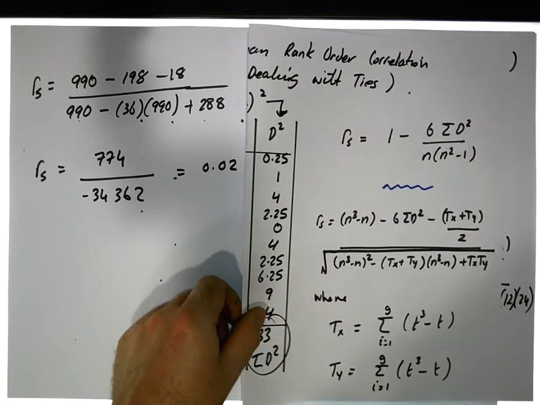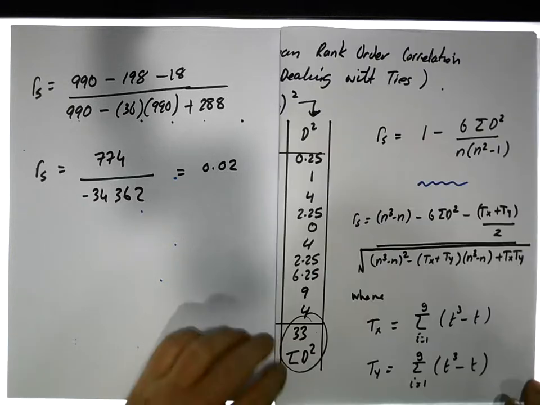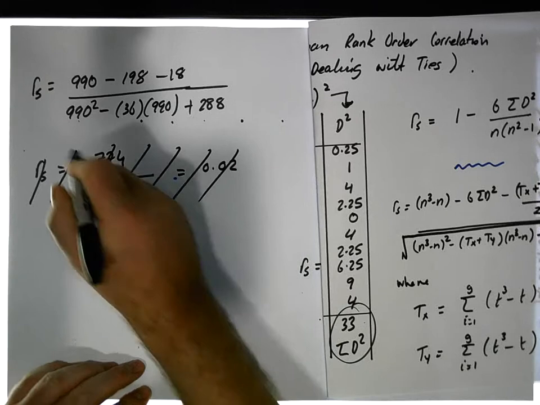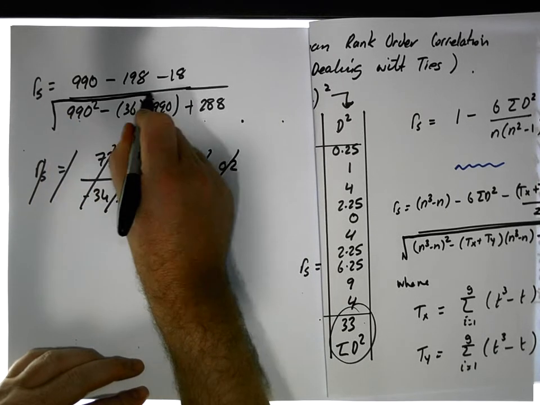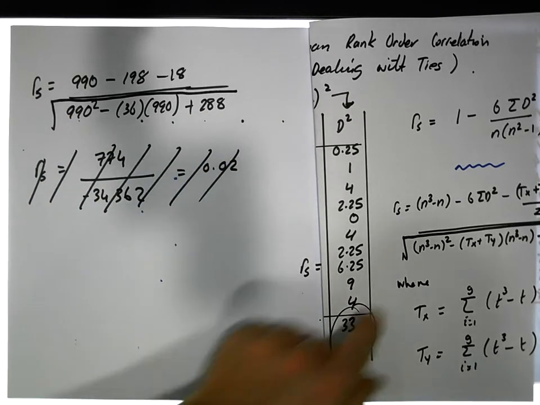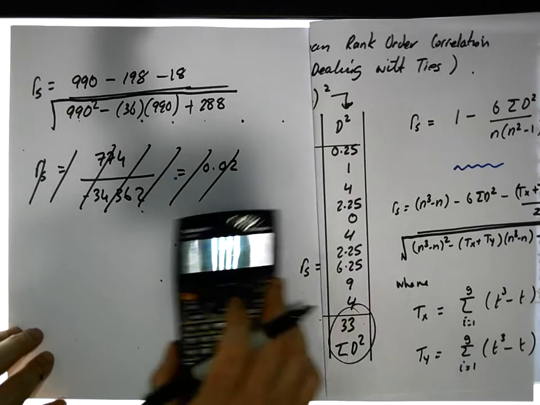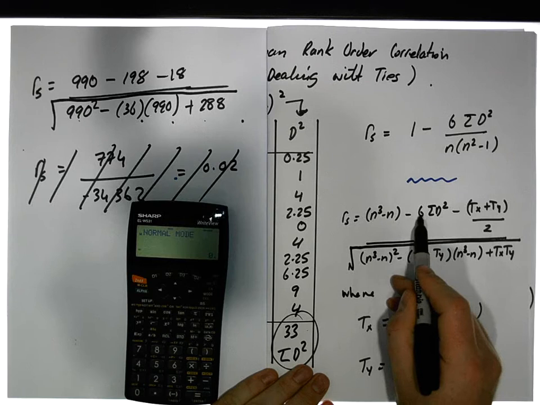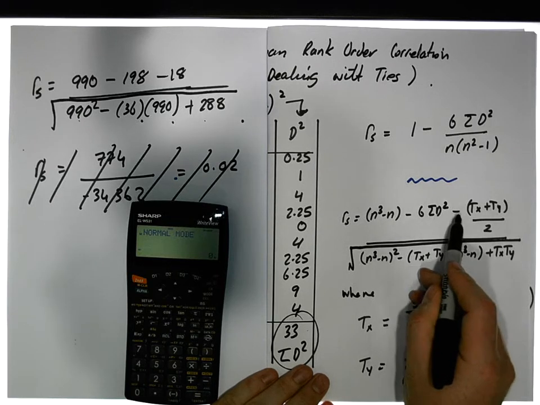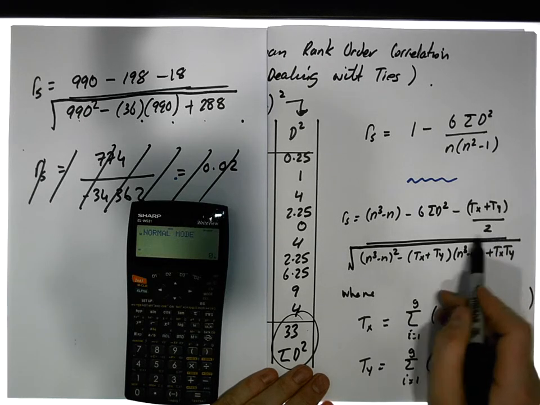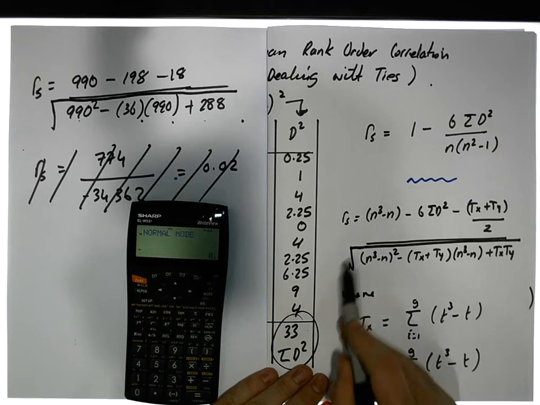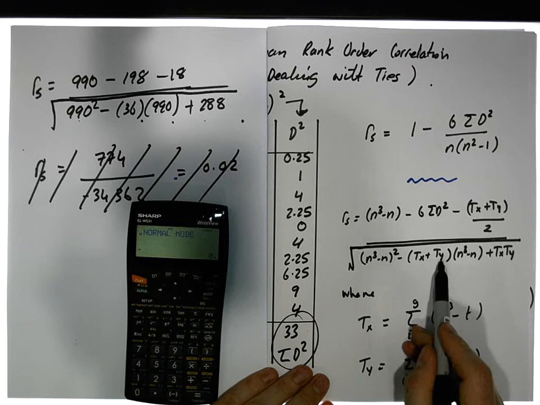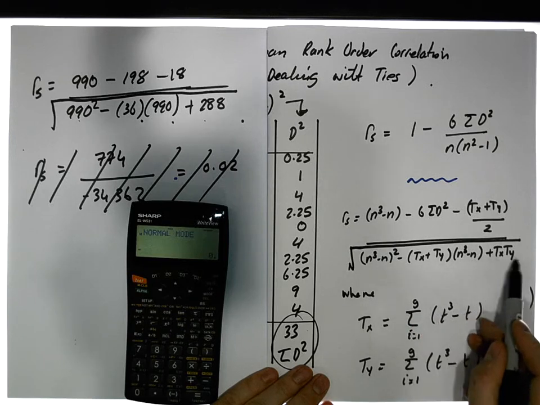So let's just be careful with the formula. I suppose I have to rewrite the formula. So actually this needs to be squared. I'm just going to ignore this bit here. And the square root of this needs to be thrown in here as well. Getting a little bit carried away with myself. Okay, so the formula is Rs is n cubed minus n, minus 6 times the sum of the d squareds, minus t of x plus t of y divided by 2, divided by the square root of this factor here, which is n cubed minus n squared, minus the sum of the tx's plus the ty's times n cubed minus n, plus the product of them, and it's the square root of it.